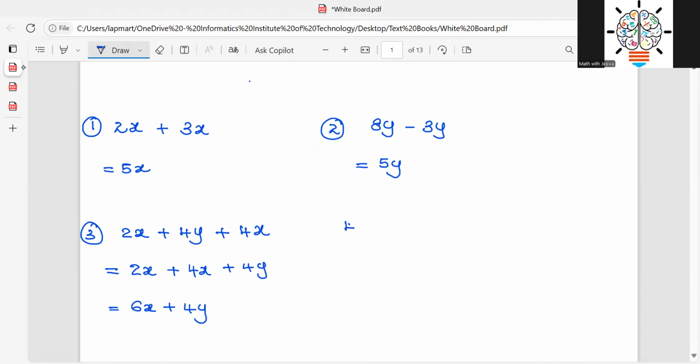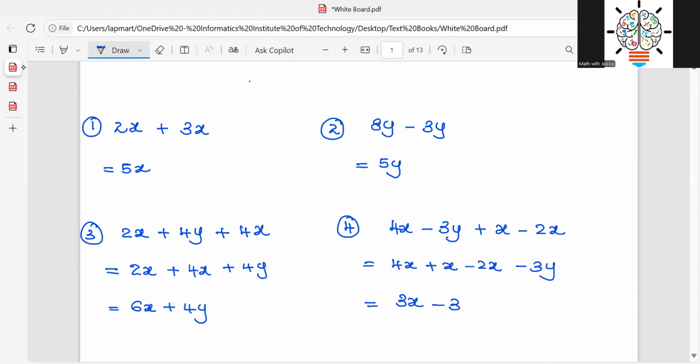I will take another example. Let's say you have 4x minus 3y plus x minus 2x. Now what happened? I rewrite everything: 4x plus x minus 2x minus 3y. Then 4x plus x is 5x, 5x minus 2x is 3x, and minus 3y.